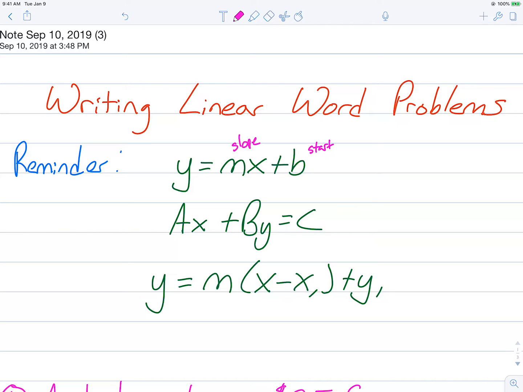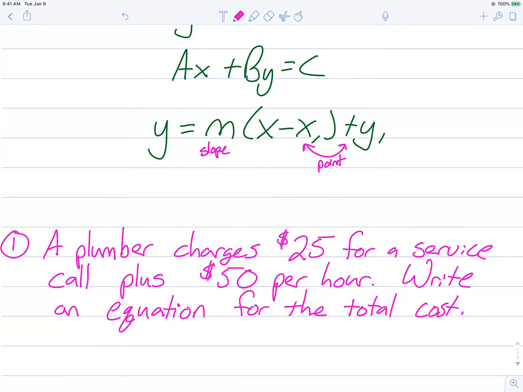And then we have point slope form where it's y equals m times x minus x sub 1 plus y sub 1, where we have the slope. And then we have 1 point, so some information. So when we go over these word problems, we are going to try to figure out what information they give us and which of these types of equations is going to be the most helpful. So problem number 1, yes, you do have to write this down. Otherwise your notes will not help you.